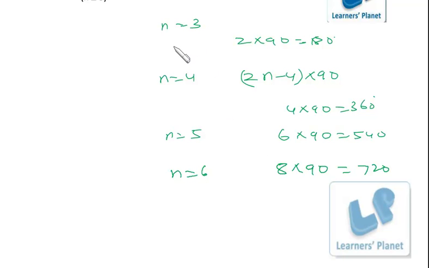So when it is a triangle, the sum of angles is 180 degrees. When it is a quadrilateral, the sum of angles is 360 degrees. When it is a pentagon, the sum of angles is 540 degrees. When it is a hexagon, the sum of angles is 720 degrees, and so on. You can calculate by putting the value of n as 7, 8, something like that, right? Now this is the sum of all the angles.